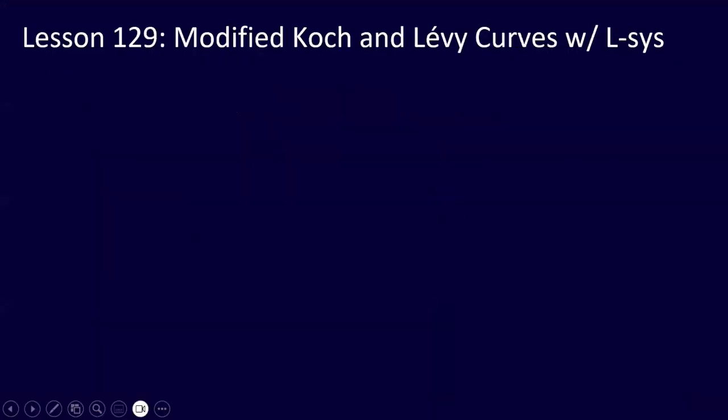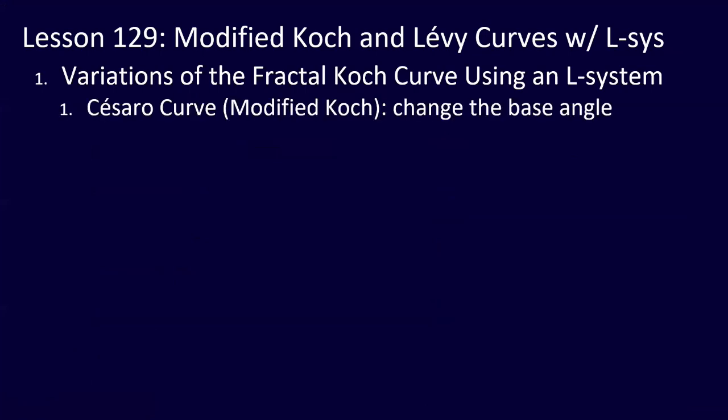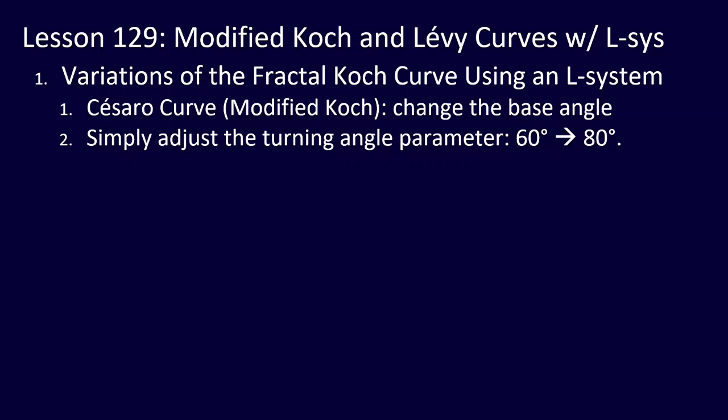So modify the Koch and Lévy curve using LSYS. Okay? So let's see how we can draw variations of the Koch curve. For example, the Cesaro curve. We can change, in the Koch curve, the base angle was 60 degrees. So let's see what happens if we change it to 80 instead of 60.